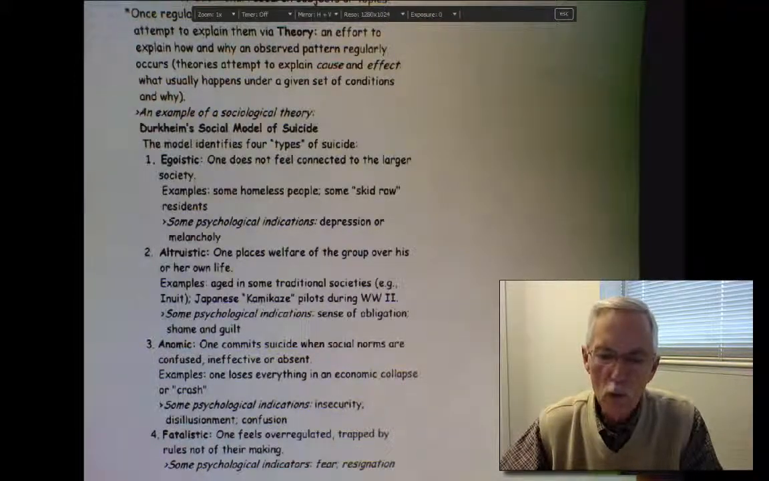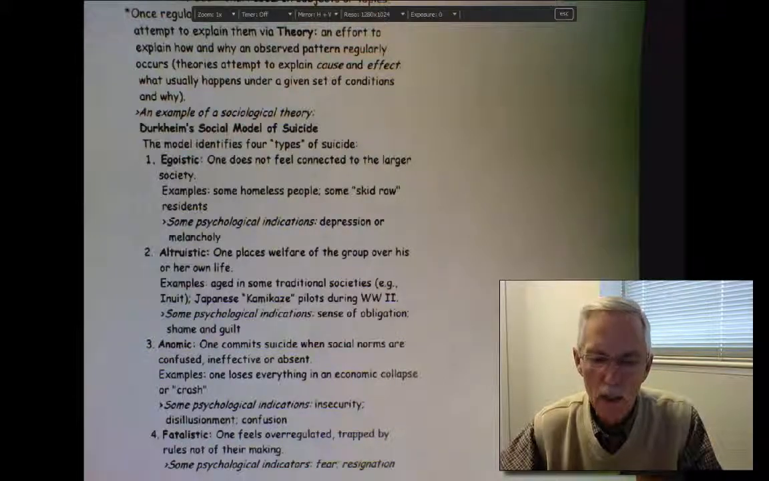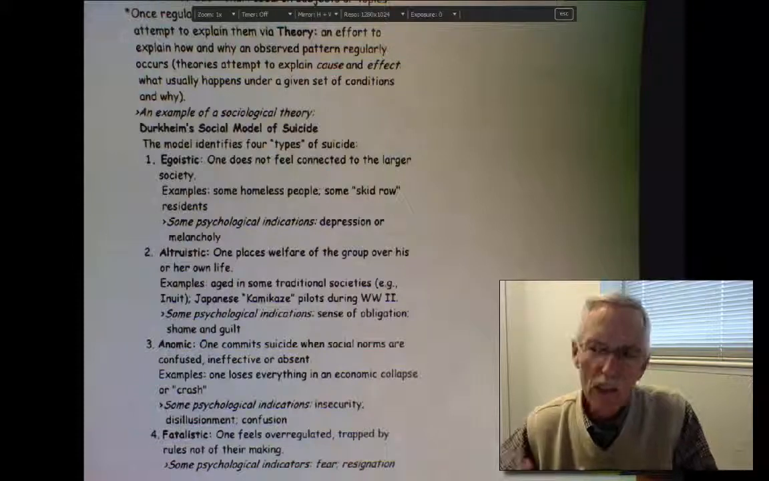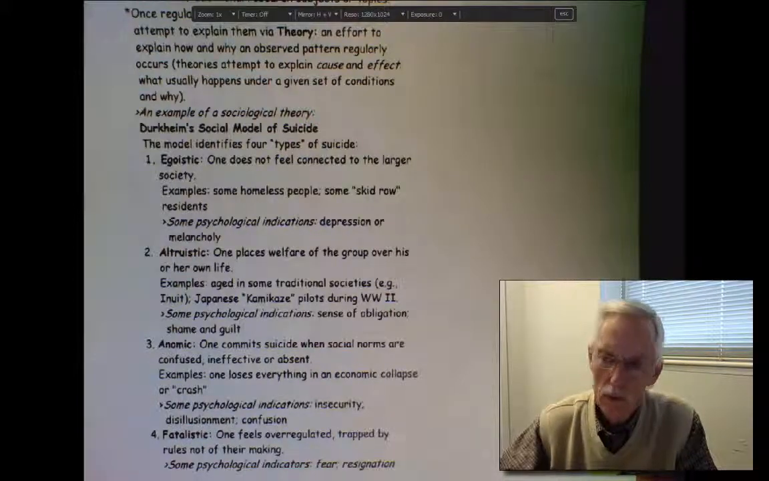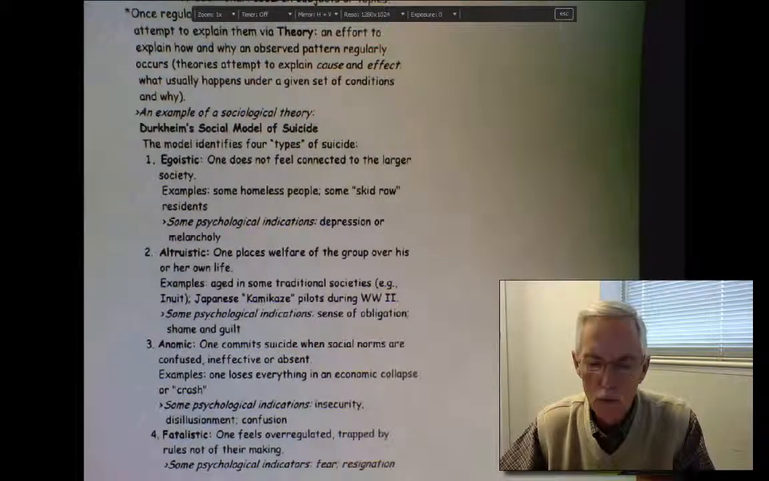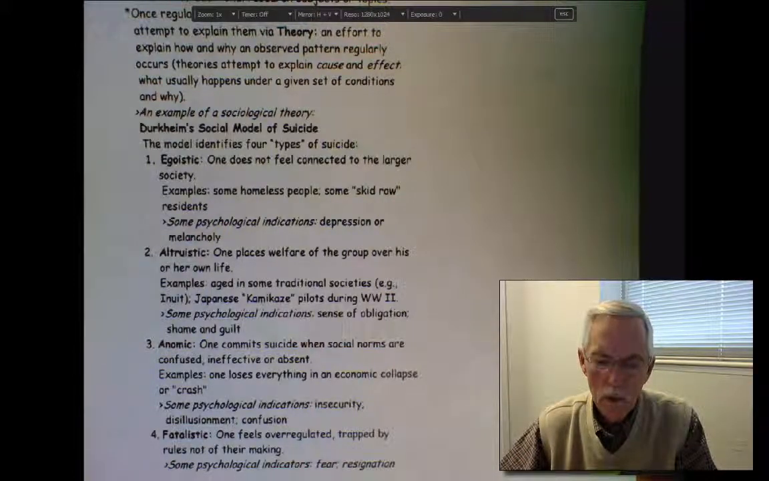This results from too high a degree or too much social integration. The person excessively identifies with the values, the beliefs, or perhaps the causes of the group or society. They become so strongly integrated into the group or the cause, they lose their personal identification. Some psychological indicators might include a sense of obligation, as well as shame and guilt.